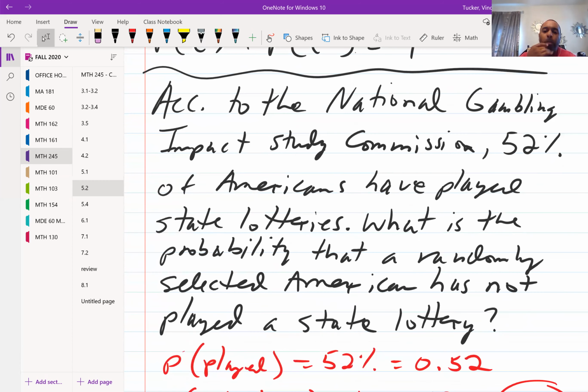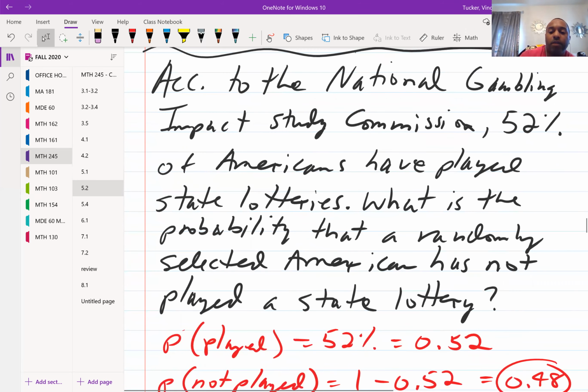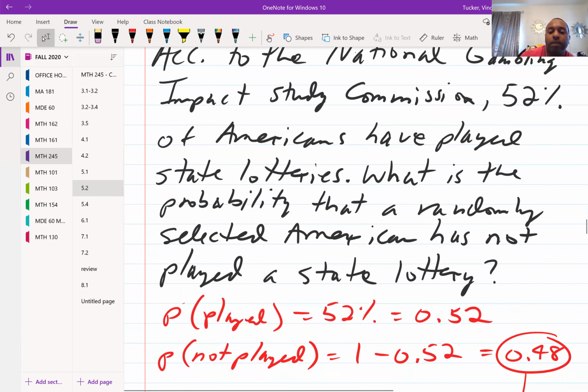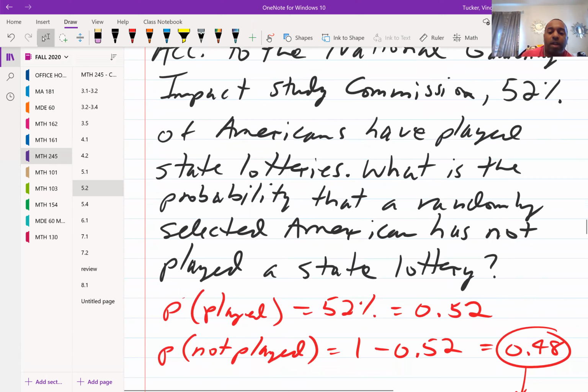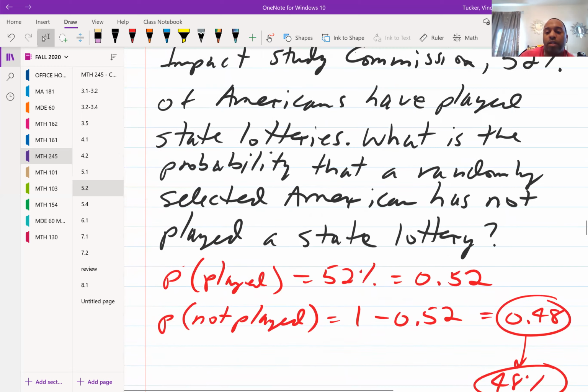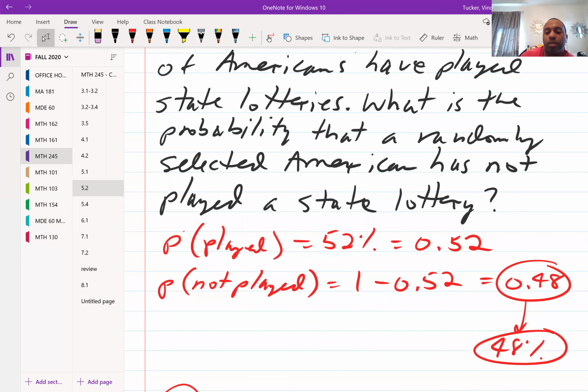So we want to know what's the probability that someone has not played. They give us the probability that someone has played, which is 52%. And 52% as a decimal is 0.52. So to find the probability of someone who has not played, you would just subtract that from one. That goes back to our complement rule, our complement relationship. So one minus 0.52 is 0.48, or in other words, 48%.